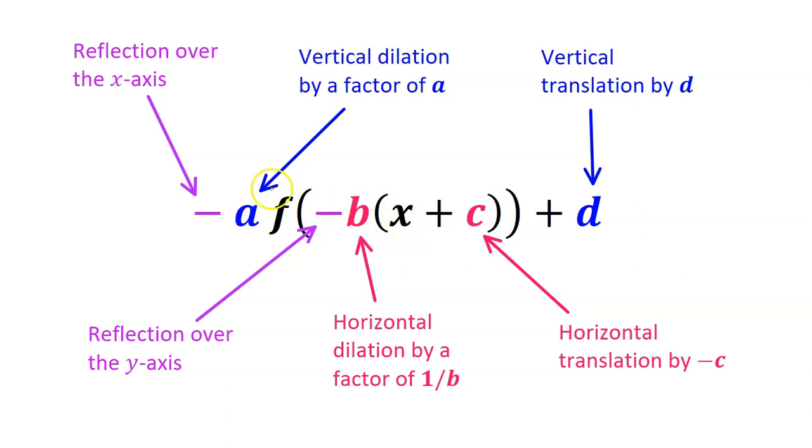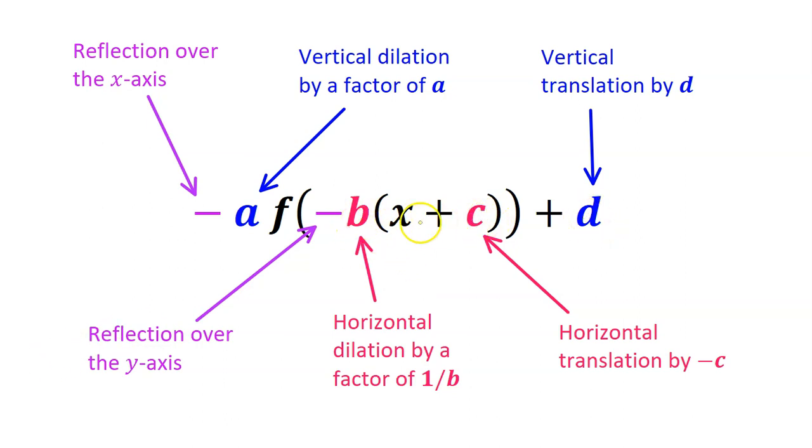x. The transformations that occur on the outside of the function are vertical transformations. For example, a multiplying in the front is a vertical dilation by a factor of a. D added on the end is a vertical translation by D. These vertical transformations work just like they look. If a is bigger than 1, then f will become taller than it was. If a is less than 1, then f will become shorter. If d is positive, then f will move up. If d is negative, f will move down.